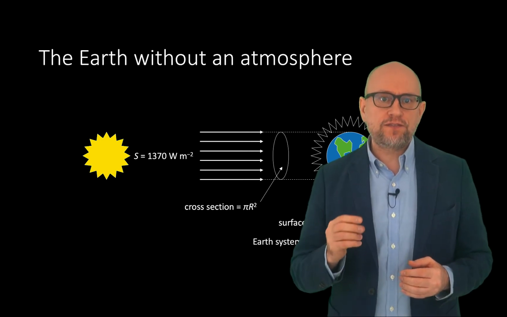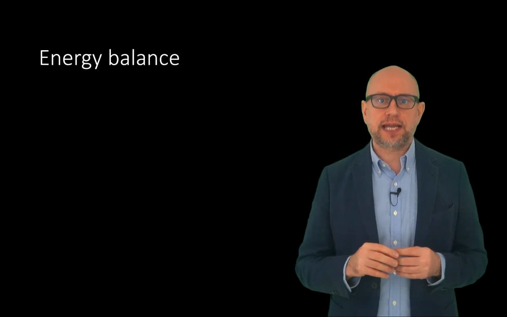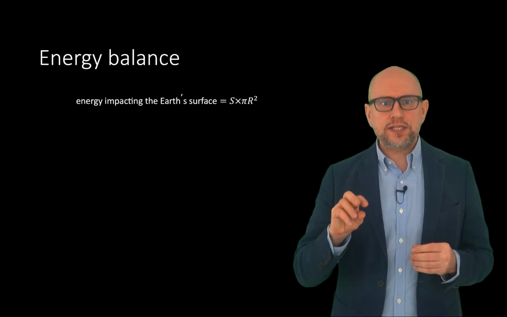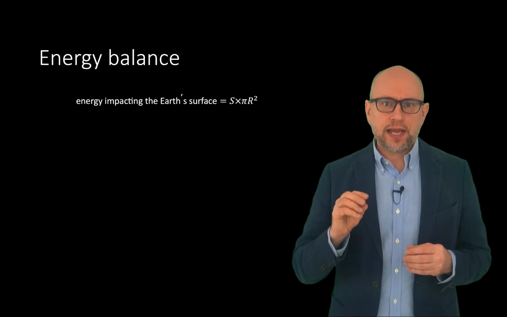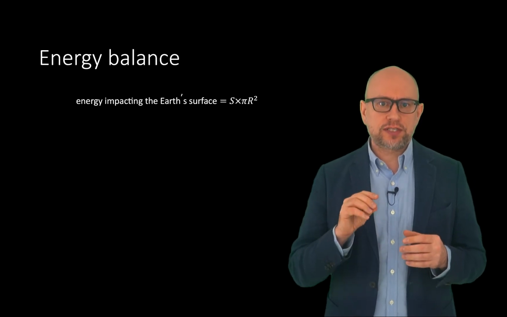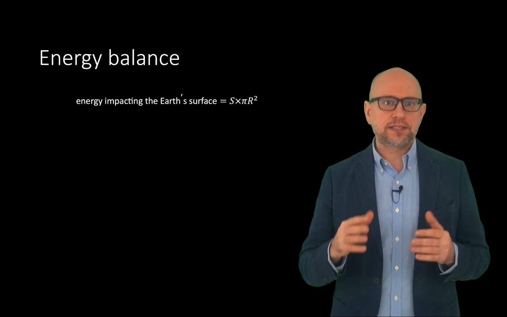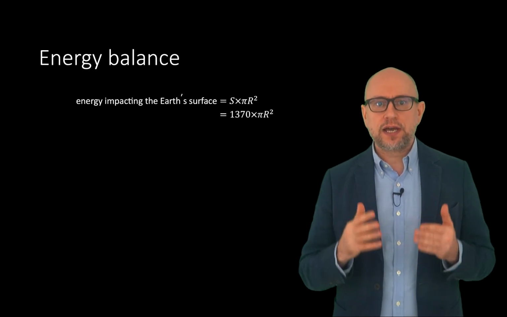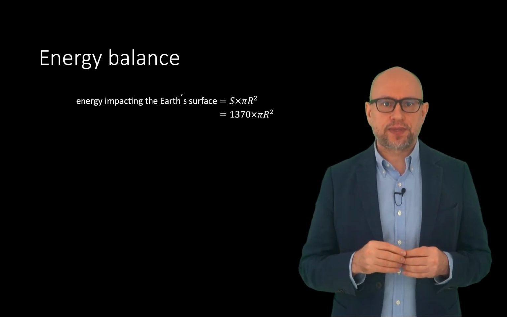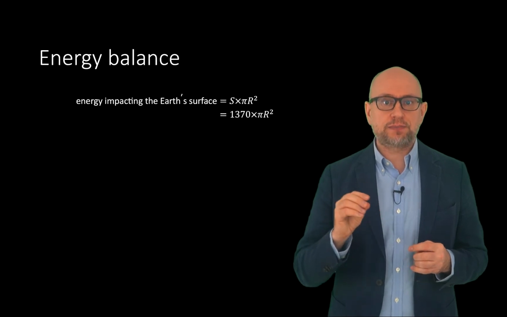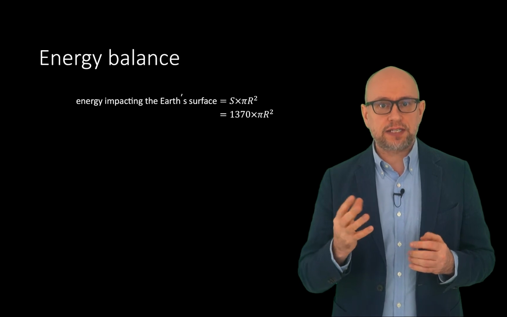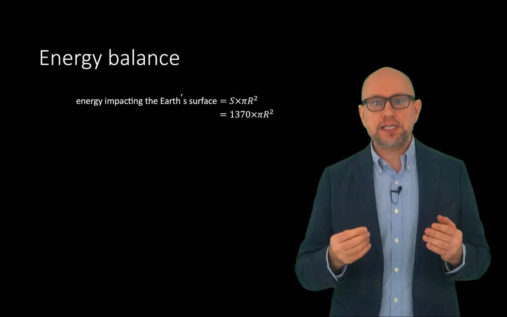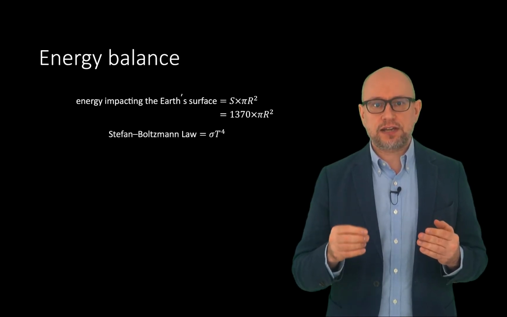Okay, we have defined the terms necessary to complete the calculation. What is the energy impacting the Earth every second? Well, it will be the solar constant times the cross-sectional area of the Earth, that is 1,370 times pi r squared. This energy must be balanced by the energy being emitted by the Earth. So if we assume the Earth is behaving as a black body, then the energy emitted per area is given by the Stefan-Boltzmann law.